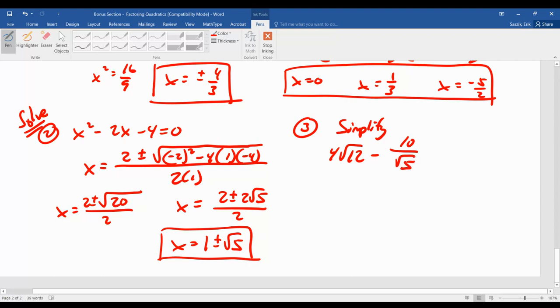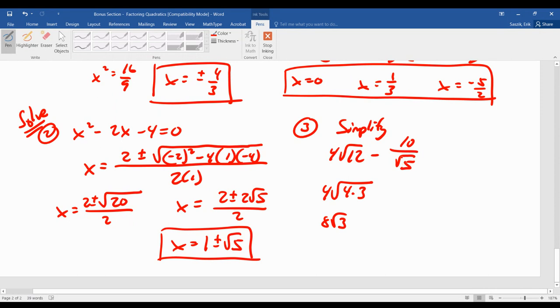We've discussed this first one. To simplify this, again, you break the 12 up, and you find the biggest perfect square that divides into 12. In that case, it's 4. The square root of 4 comes out as 2, which turns the 4 into 8, and you're left with root 3. Nothing can go into that.